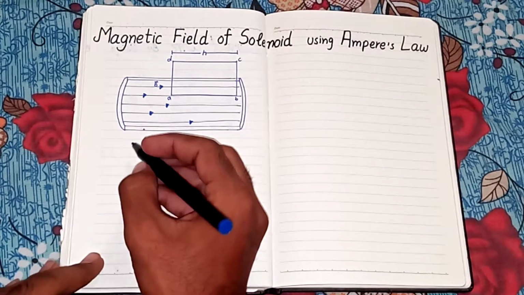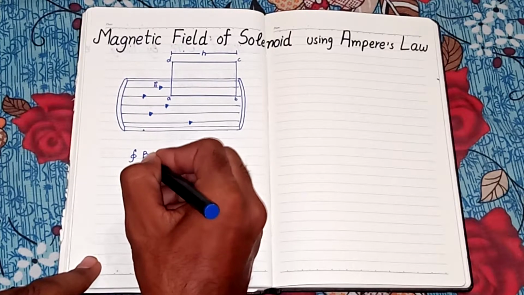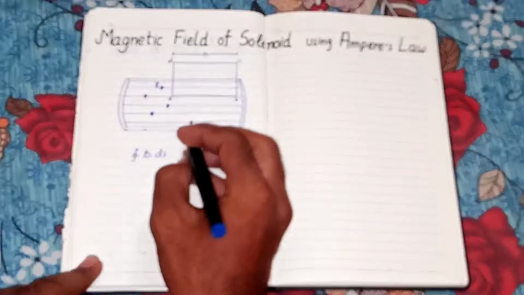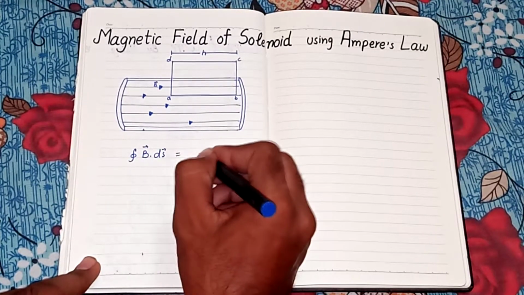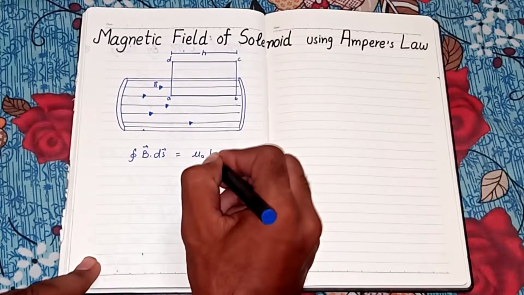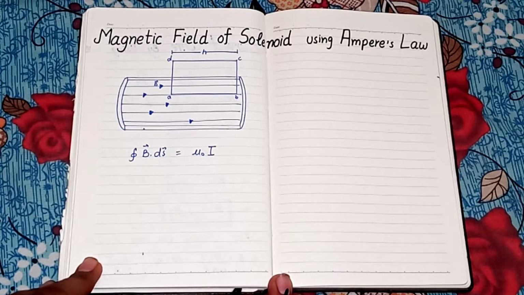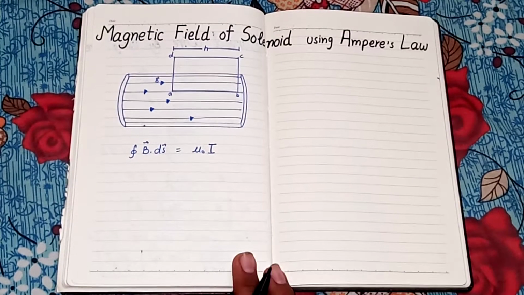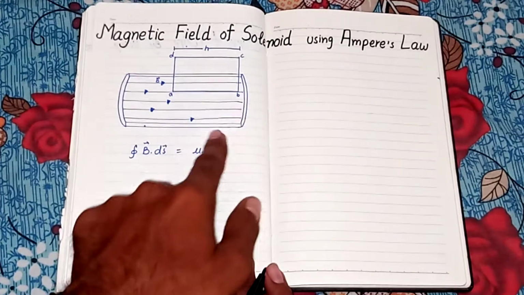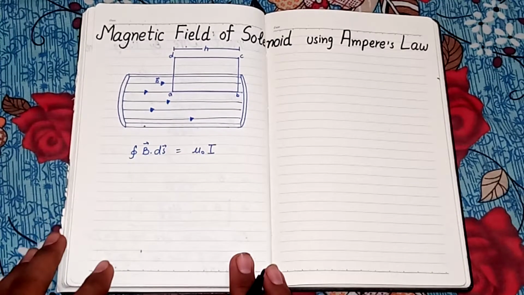Ampere's law says that the line integral of B dot ds equals mu naught I. Here mu naught is the space permeability constant whose value is 4 pi into 10 to the power minus 7. Since there are 4 sides of the Amperian loop, there will be 4 integrals, one integral for each side.